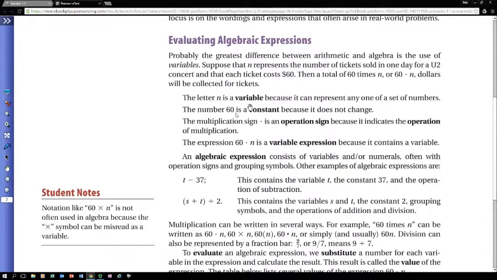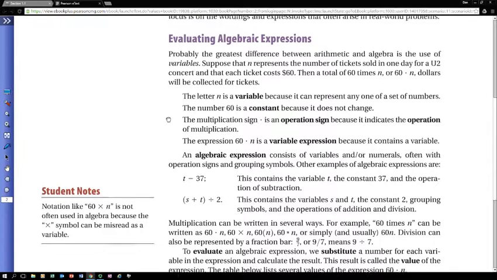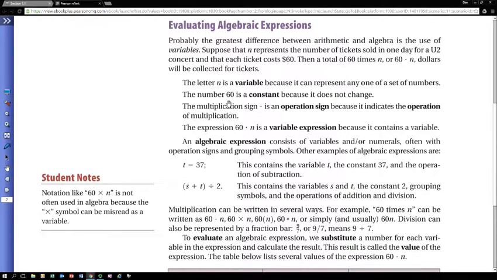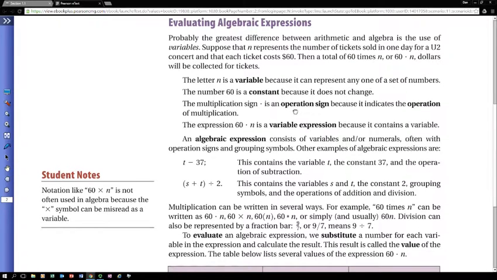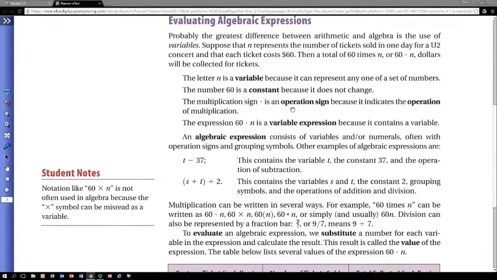A number like 60 is called a constant. 60 represents 60 units of something. It's a constant thing. We're going to say that it doesn't change to 62 or 63. If it started doing those kinds of things, then we'd be talking about a variable. And then we're going to talk about operation signs: multiplication is an operation, addition is an operation, division, subtraction, and so on.